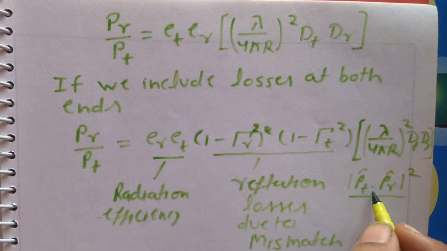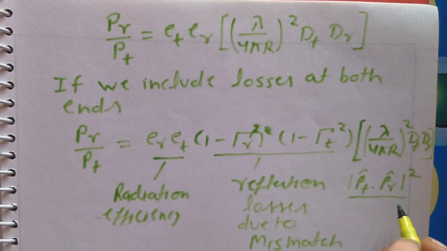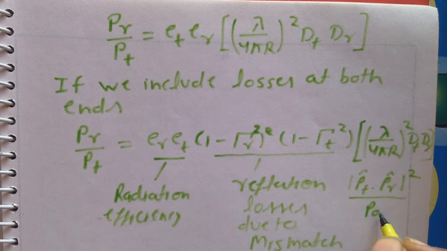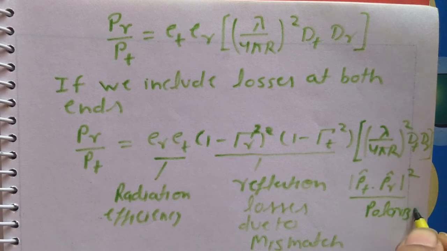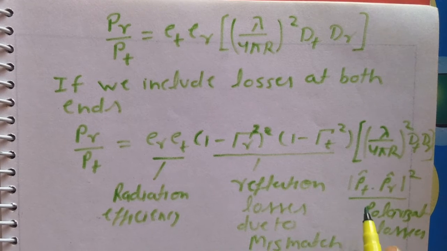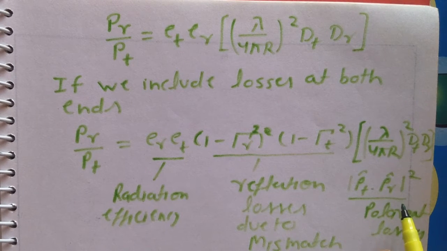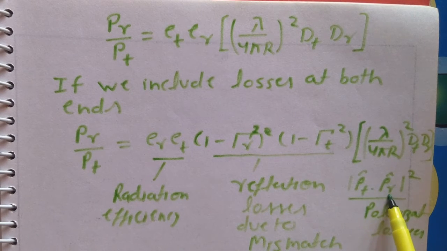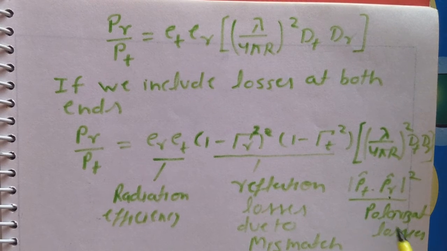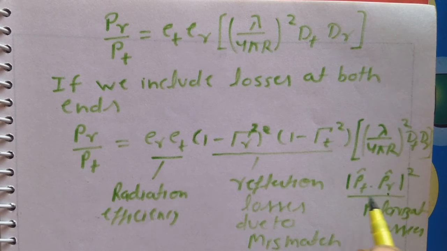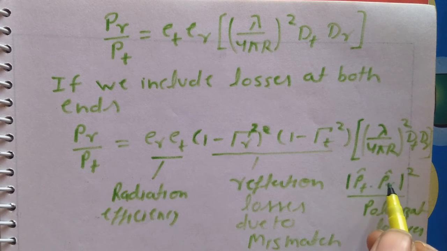And mod of rho t dot rho r whole square, these are the polarization losses. Okay, if there is a mismatch in the orientation of the electric field vector of the transmitting antenna and the receiving antenna, then polarization loss will take place, and this factor will come into the formula, mod of rho t dot rho r whole square.